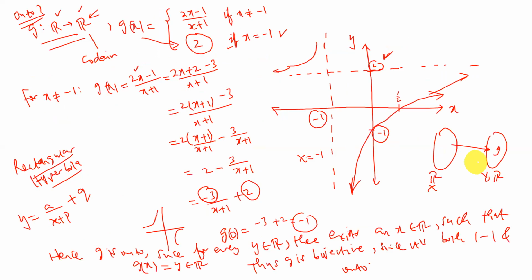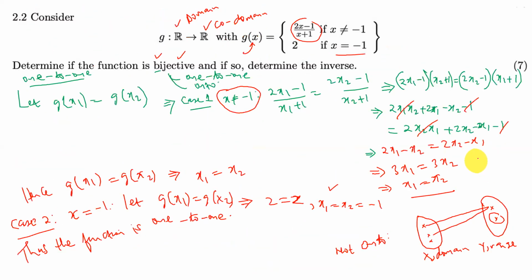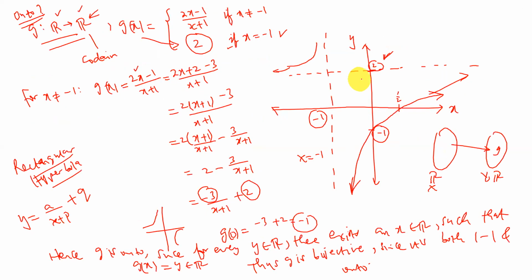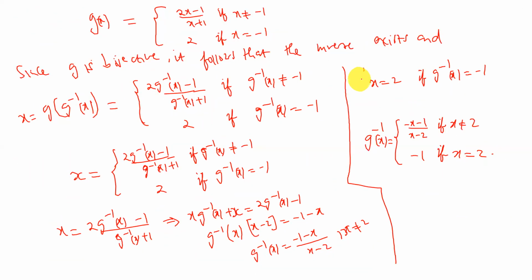Okay, can we answer the question? Because it says determine if the function is bijective, and if so, determine the inverse. We've determined that the function is bijective, and then we've found the inverse. Okay, we continue.